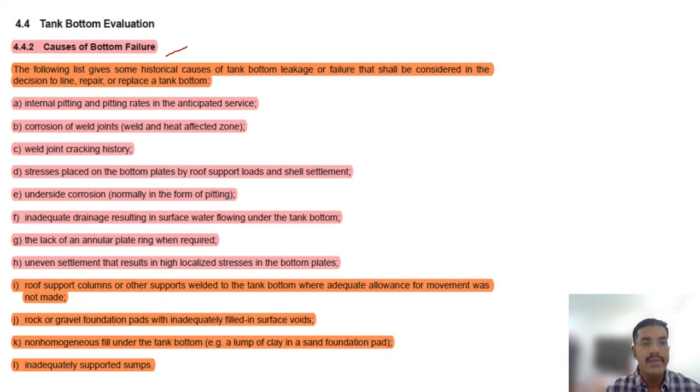The following list gives some historical causes of tank bottom failures that shall be considered in the decision of line repair or replacement of tank bottom. Internal pitting and pitting rates in the anticipated service. Corrosion of weld joints. Weld joint cracking history. Stress placed on bottom plate by roof support loads and cell settlements. Undersized corrosions. These are some of the causes, which is not so important.